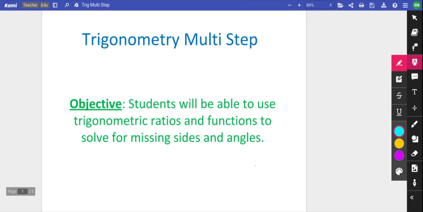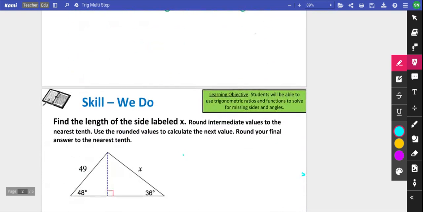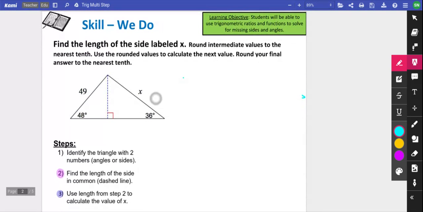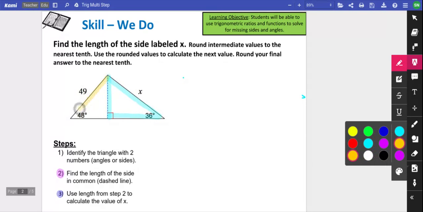Hello, in this video you will learn how to solve trig multi-step problems. In trig multi-step problems you have two triangles, this one here that I'm highlighting in light blue and the other one that I'm highlighting in orange. In order for us to solve this type of problems, there are three steps.